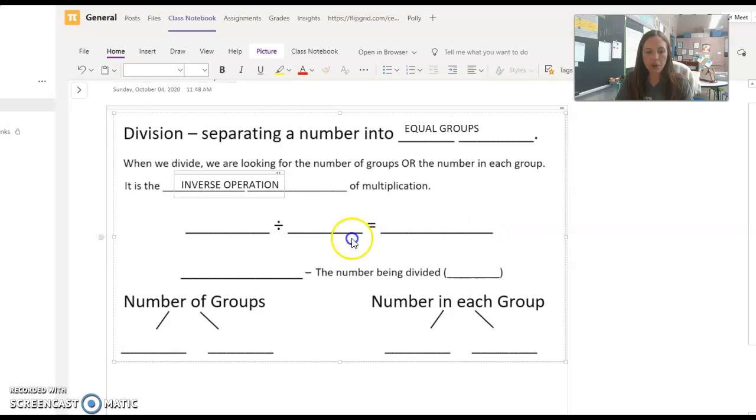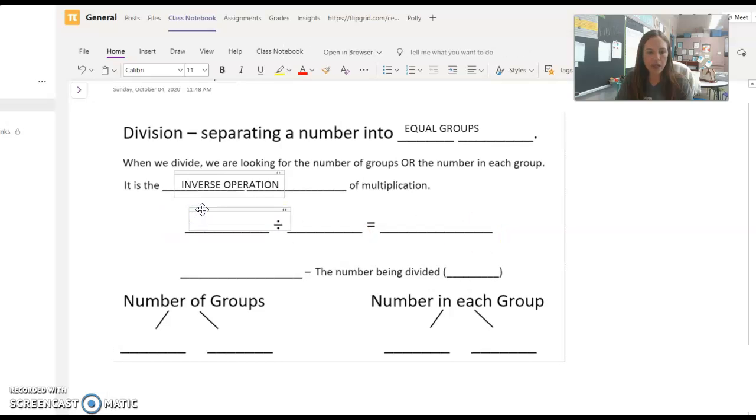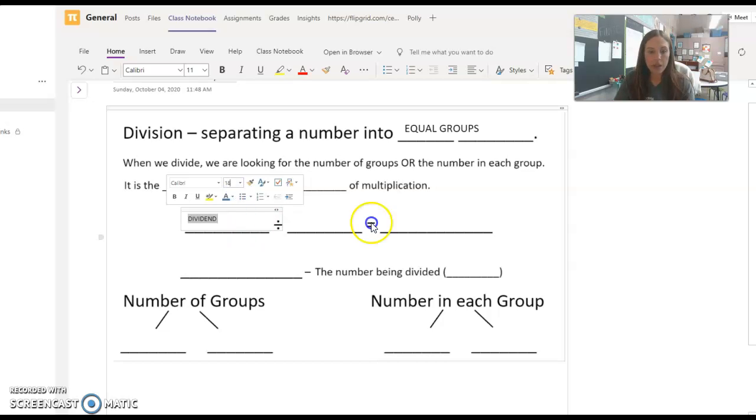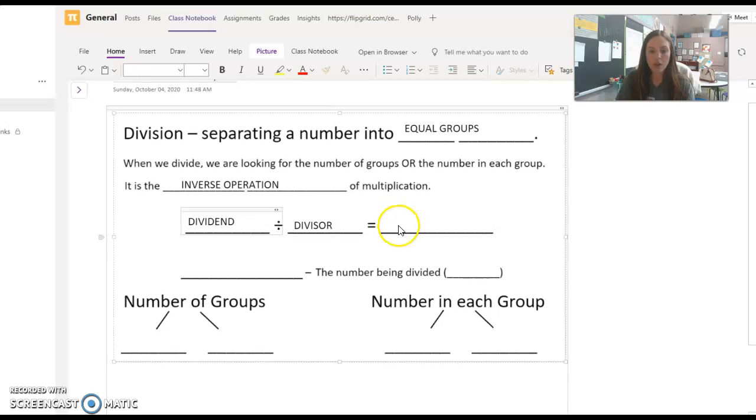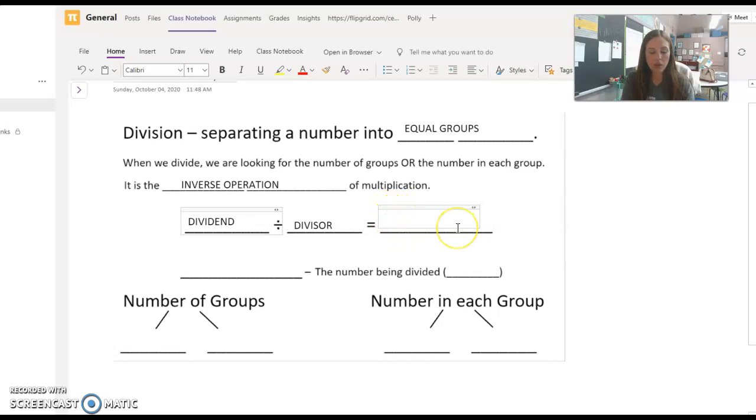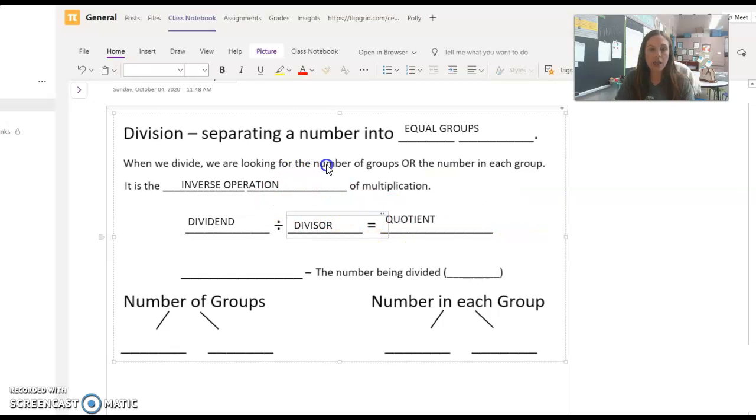When we have a division problem set up this way, it is our dividend, or the number getting divided, is divided by the divisor. And it equals a quotient. The quotient is the answer to the division problem. And again, the quotient can either be the number of groups or the number in each group.